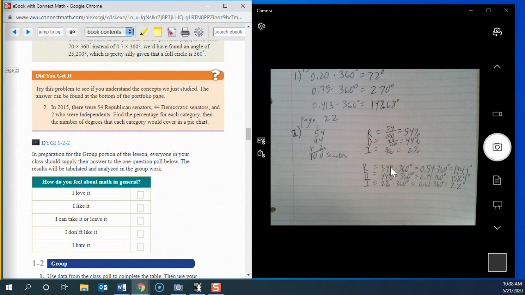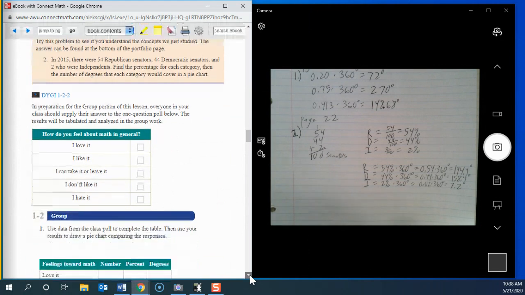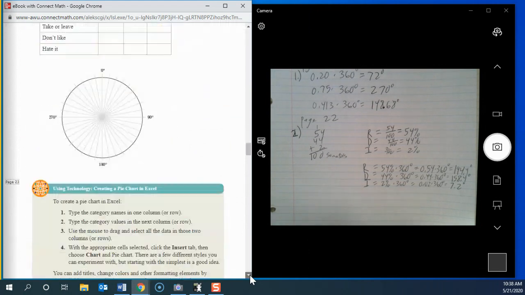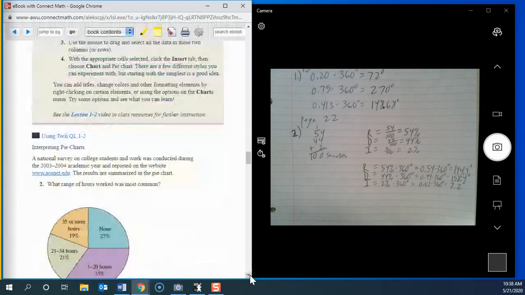So we'll change those percents to decimals. So this would be 0.54 times 360, which gave 194.4 degrees. 0.44 times 360 is 158.4 degrees. And 0.02 times 360 degrees gives us 7.2 degrees. Now that covers everything that I did not cover before. So now we're going to move on to the next did you get it assignment?